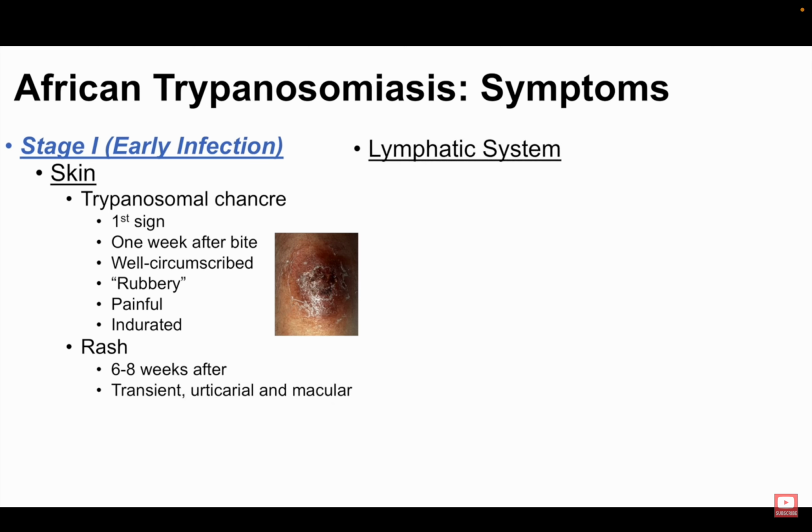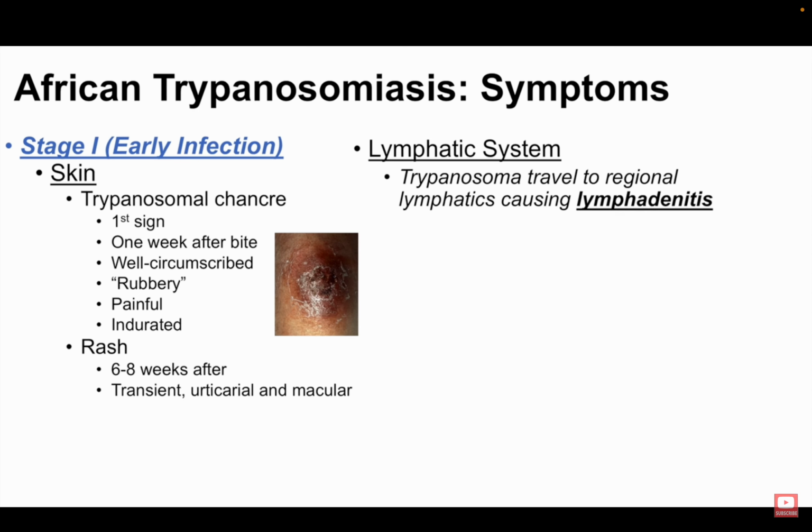And the lymphatic system can be involved as well in the early stages of infection. So the trypanosoma travel to regional lymphatics. Once they are taken up into the body, they can travel into the lymphatic system in regional areas, and it can cause lymphadenitis, so an inflammation of the lymph nodes. With Trypanosoma brucei gambiense, the posterior cervical lymph nodes are the ones that are typically affected. And they lead to painless and enlarged posterior cervical lymph nodes.